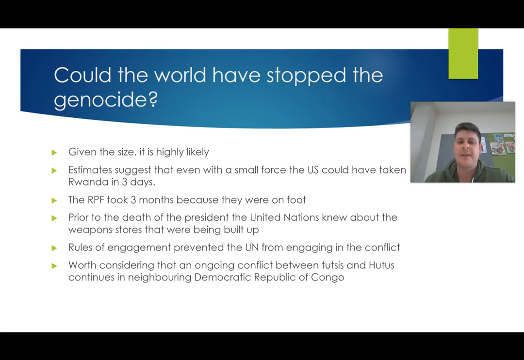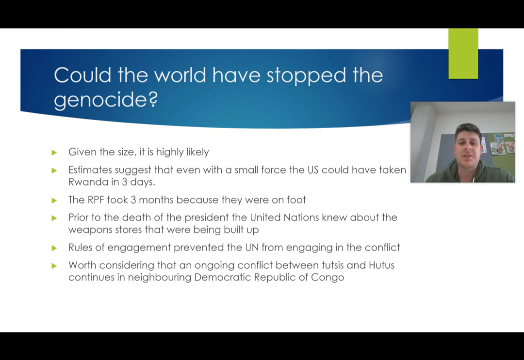The RPF took 3 months to arrive from outside of Rwanda to support those people who were being murdered, because they were on foot, and it took a number of months to get there. Prior to the president being shot down and killed, the UN was aware of these weapon stores being built up and the problems around it as well.